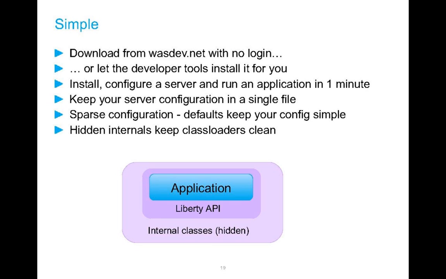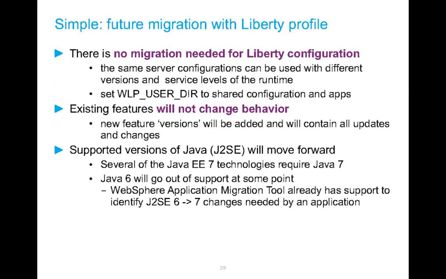Okay, so the next simple thing is future migration. Liberty configuration is defined in such a way that there is no need for migration for future versions of Liberty. So the configuration that you use today can be used in any of the future versions of Liberty. In traditional WAS, you would probably have to do a migration. There's a tool for doing the config migration, right? That is not needed. And you can actually just share the configuration and set the WLP user directory across multiple servers of different versions as well.